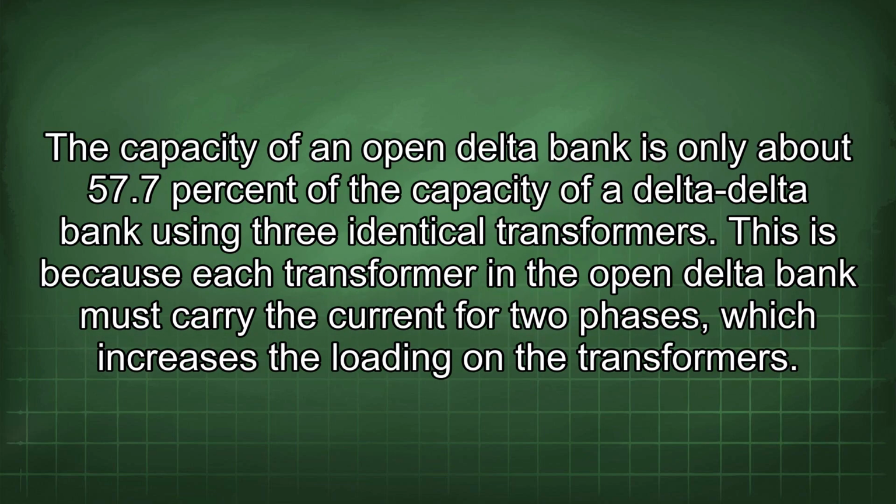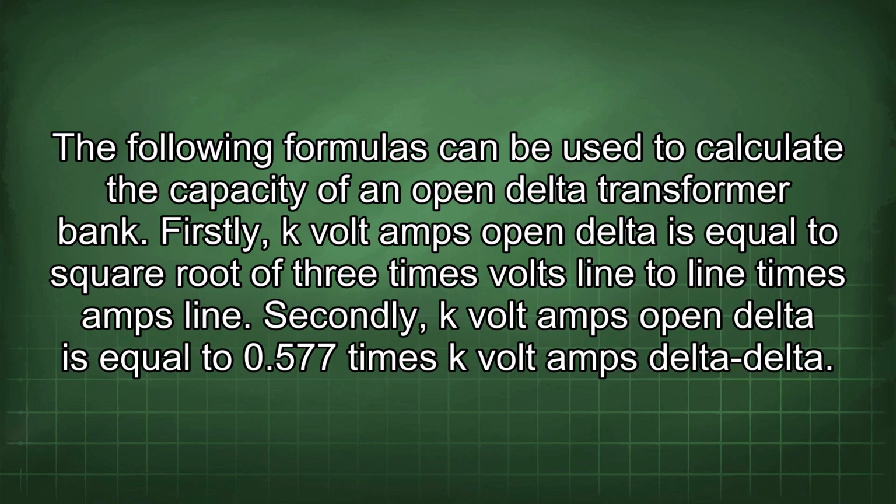The capacity of an Open Delta transformer bank is less than that of a full three-transformer bank. The capacity of an Open Delta bank is only about 57.7% of the capacity of a delta-delta bank using three identical transformers. This is because each transformer in the Open Delta bank must carry the current for two phases, which increases the loading on the transformers. The following formulas can be used to calculate the capacity of an Open Delta transformer bank.